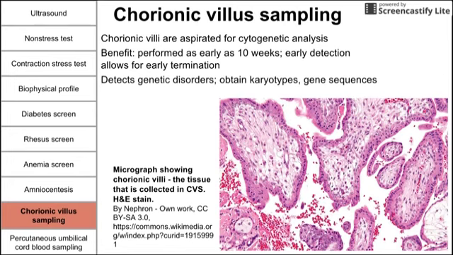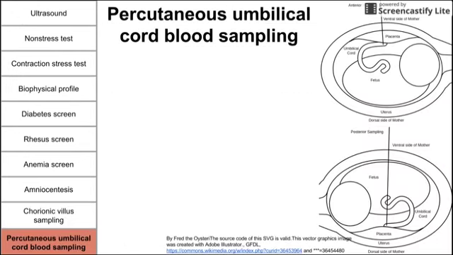CVS can detect genetic disorders. You can also use it to obtain karyotypes, which of course would detect trisomies and other gene disorders, and it can also be used to measure gene sequences. The risk here is a 1 in 500 chance of fetal loss.